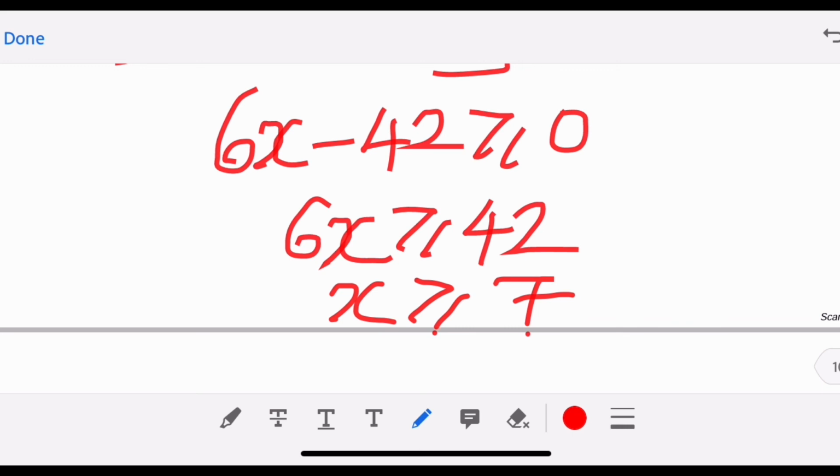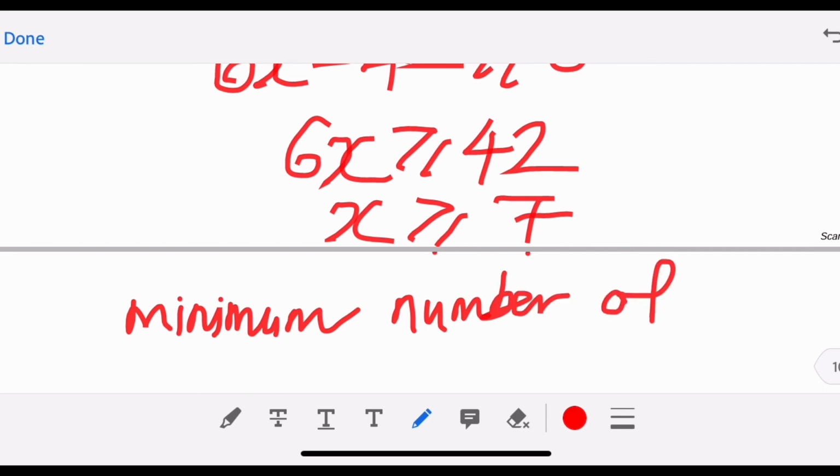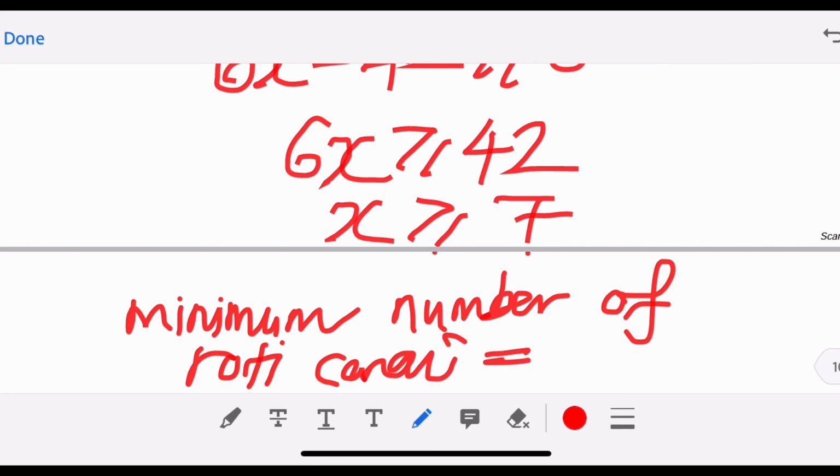So if at least 7, and we want the minimum number of roti canai, you must know that from 7 onwards are 7, 8, 9, 10. So the minimum should be 7. The minimum number of roti canai should be equal to 7, so that Mr.